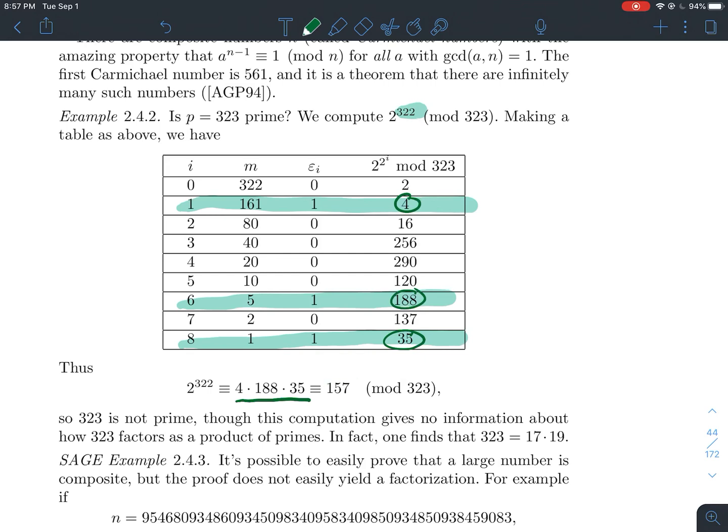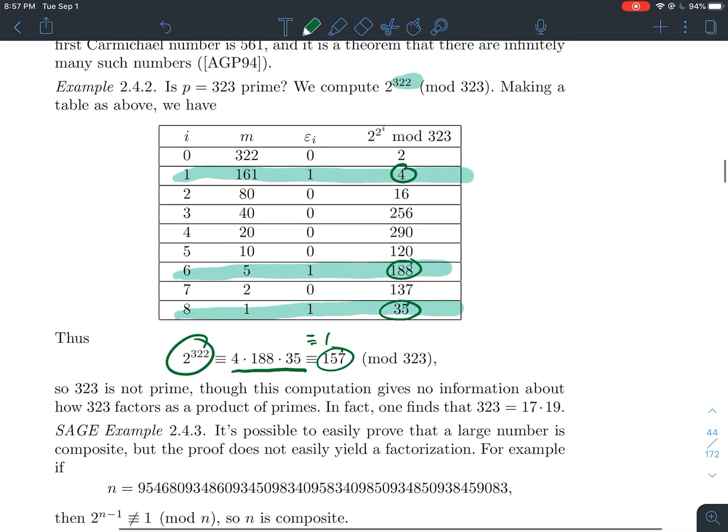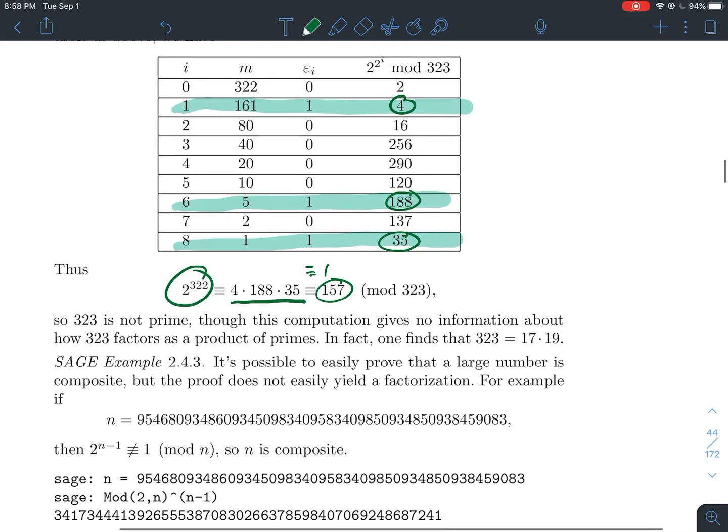Well, now wait a minute. This was supposed to, if this was prime, this needed to be congruent to 1 mod 323. 157 is not 1. Therefore, we've just shown fairly quickly that this number, 323, is not a prime number. And in fact, it factors. Although, like what just happened, I was able to show you that, yeah, that thing's not prime. As far as the pseudoprimality test goes, it didn't give me any information as to how 323 factors, right? It just tells you that, yes, it does factor.